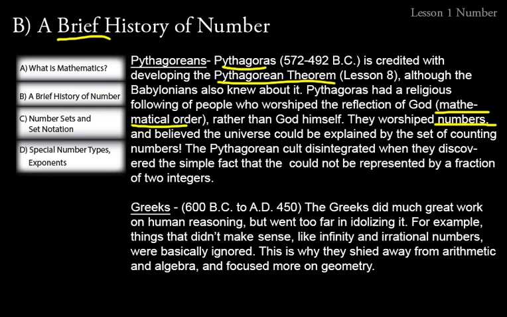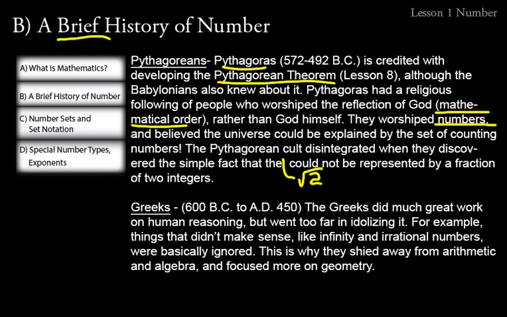The Pythagorean cult disintegrated when they discovered the simple fact that they could not represent the square root of 2 by a fraction of two integers. We'll talk more about irrational numbers in lesson 2, but their cult disintegrated because of the square root of 2, which again is very strange.